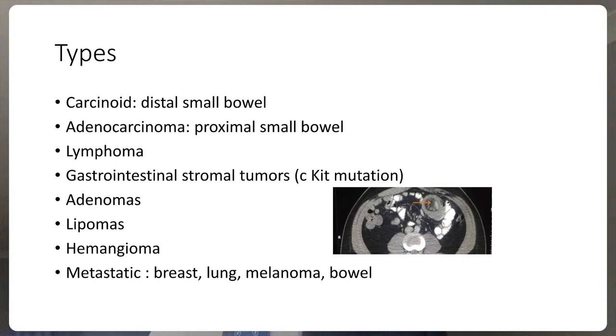Now, metastatic tumors to the small bowel are relatively common in the end-stage disease of metastatic cancers, such as cancer of the breast, particularly the lobular type of breast cancer. Lung cancer can metastasize to the small bowel and lead to obstruction. Melanoma occasionally does metastasize to the small bowel, and also cancer of the colon, and to some extent urothelial tumors. They could cause metastases that lead to small bowel obstruction. So that's the comprehensive list of all the neoplastic lesions that could affect the small bowel.